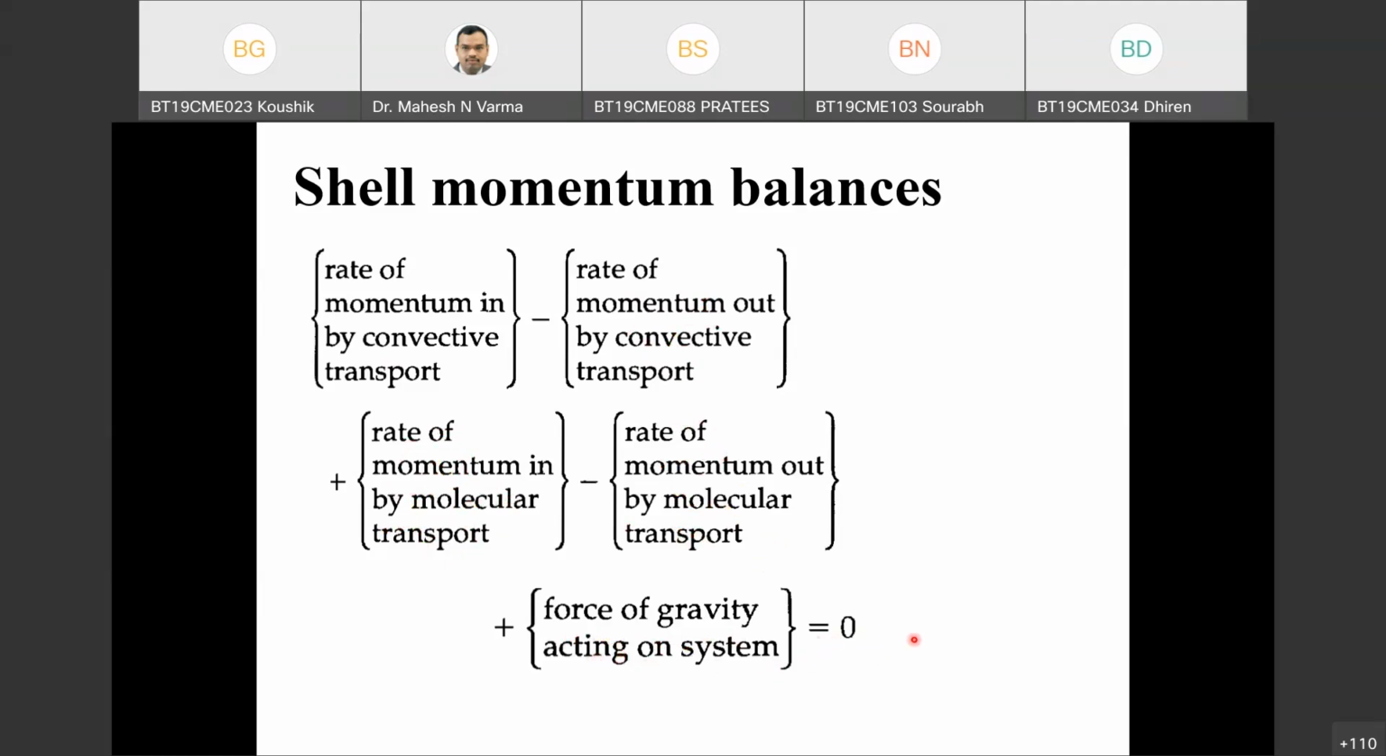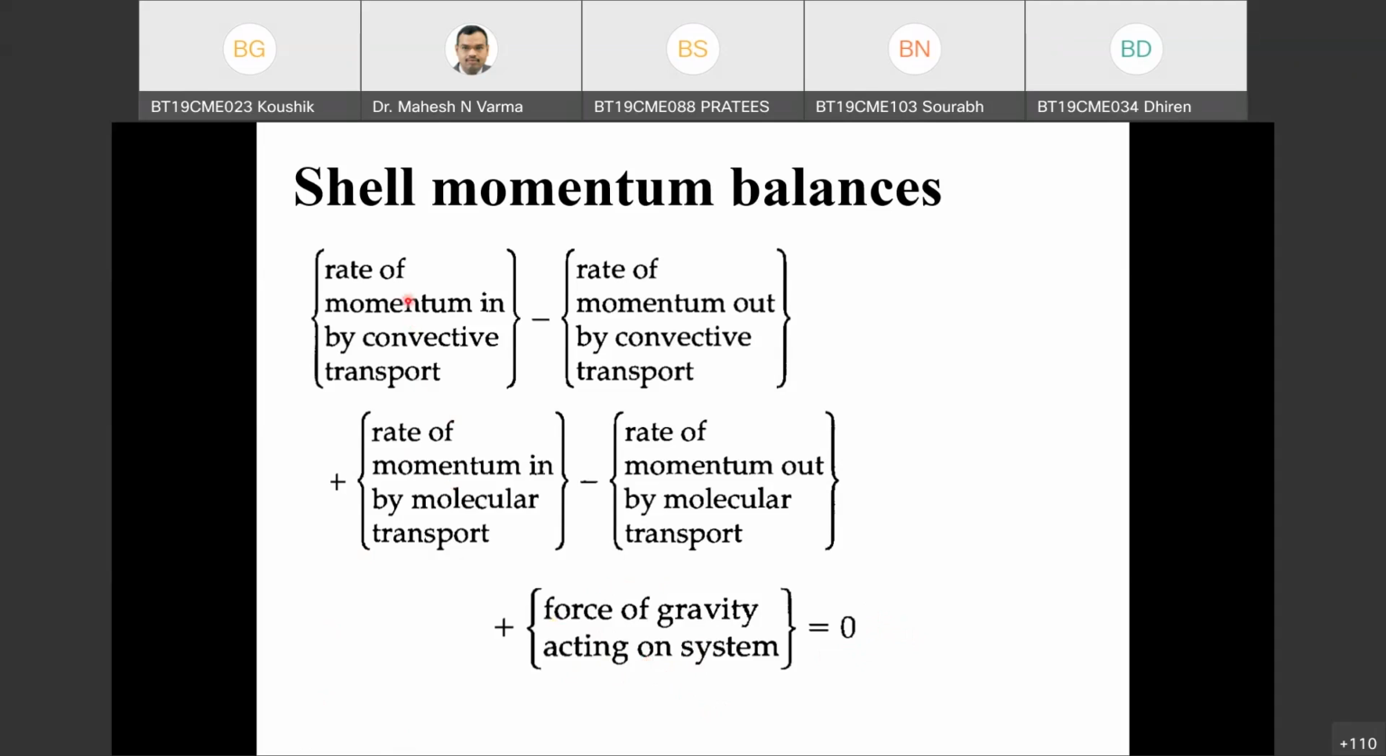zero. If you remember the mass balance equation: rate of mass coming in, plus rate of mass going out, plus rate of mass lost by consumption, plus whatever be the rate of mass generated because of reaction, plus accumulation, equals zero. Here, for steady state, accumulation equals zero, and this is the generation and consumption of momentum, the rate at which momentum is generated and consumed.